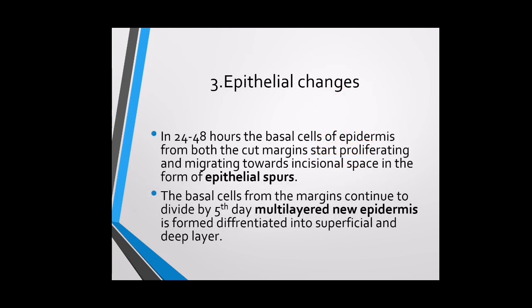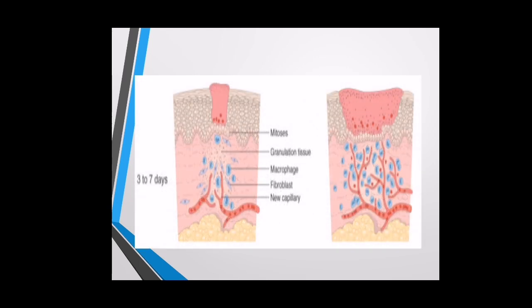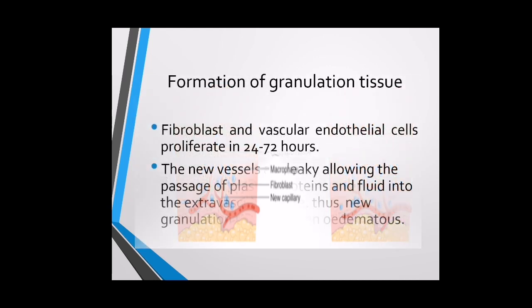In 24 to 48 hours, epithelial changes are there. The basal cells of the epidermis from both the cut margins start proliferating and migrating towards the incisional space in the form of epithelial spurs. The basal cells from the margin continue to divide until a multilayered new epidermis is formed, differentiated into superficial and deep layers. Here you can see in 3 to 7 days the granulation tissue and the macrophages are there.